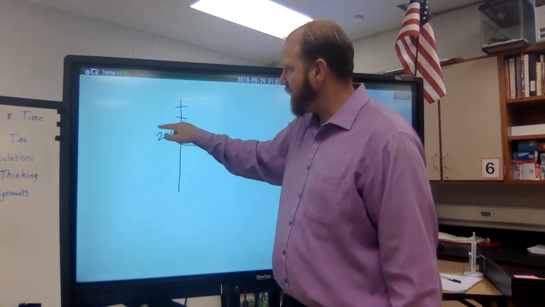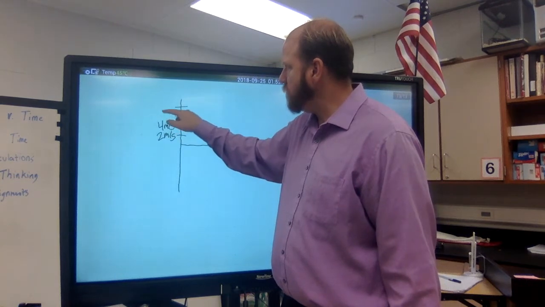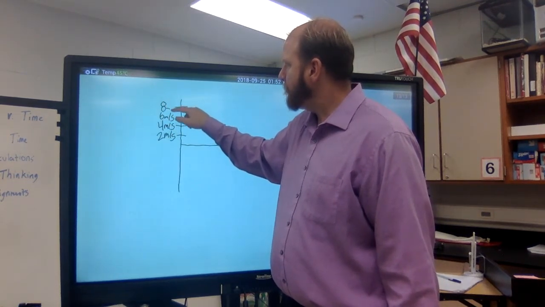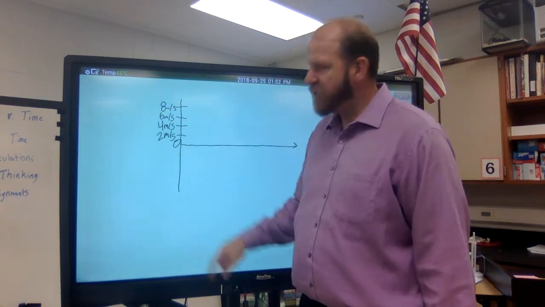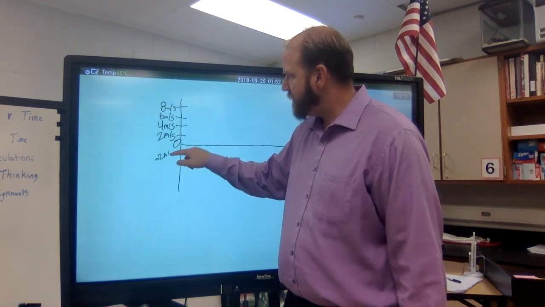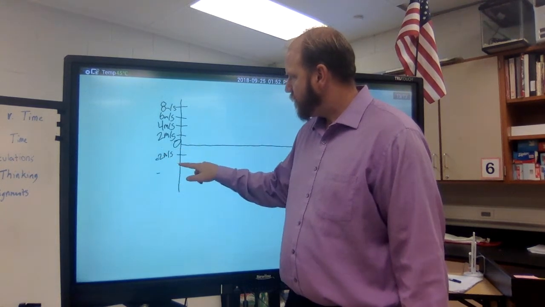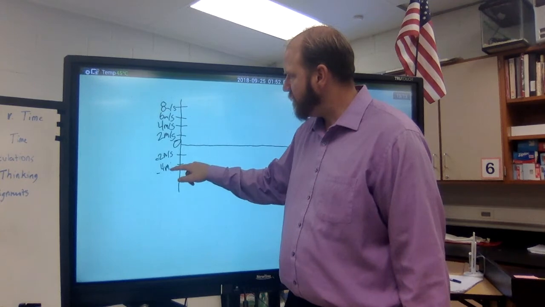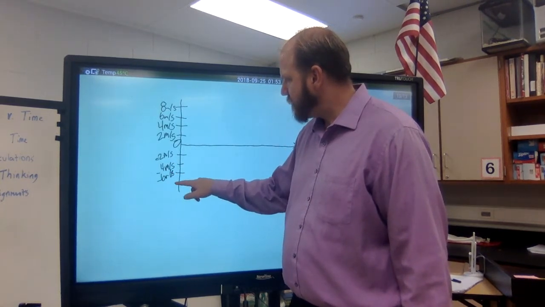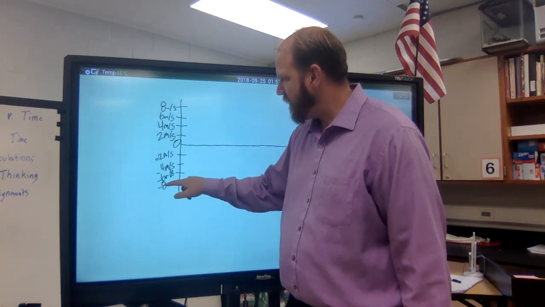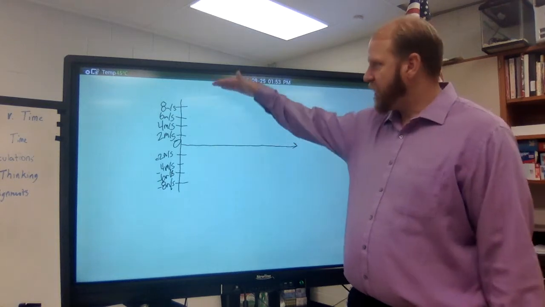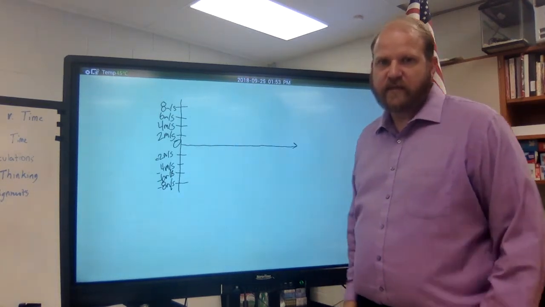Now I'll label each hash mark. This, of course, is 0. And then on the negative side, I put negative 2 meters per second, negative 4 meters per second, negative 6 meters per second, and negative 8 meters per second. So now I've got my positive velocity and negative velocities listed.